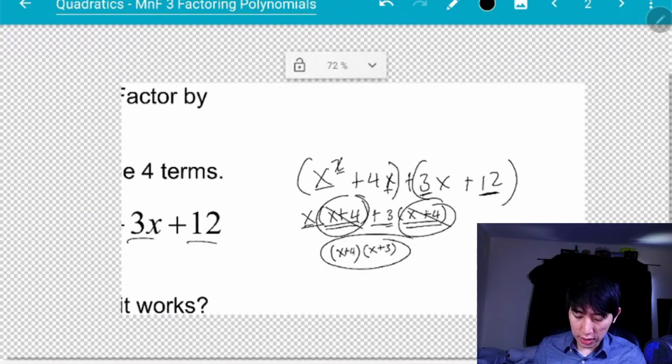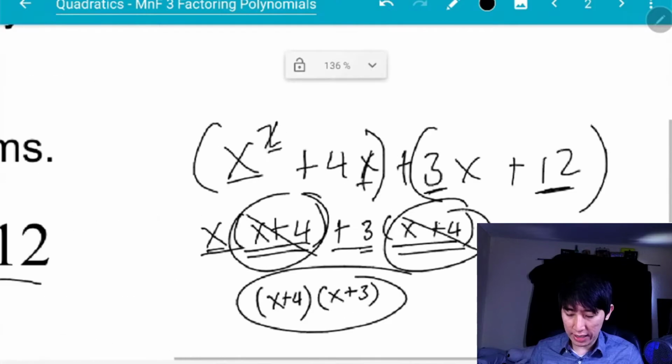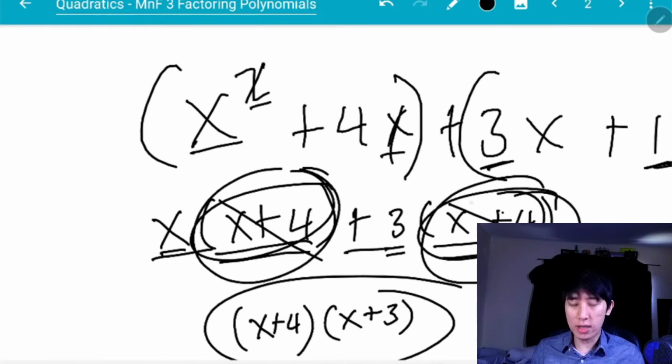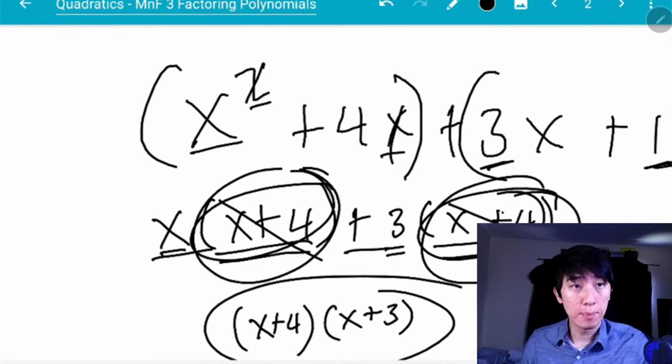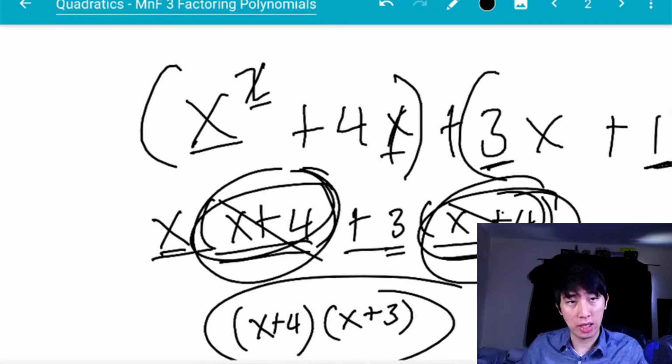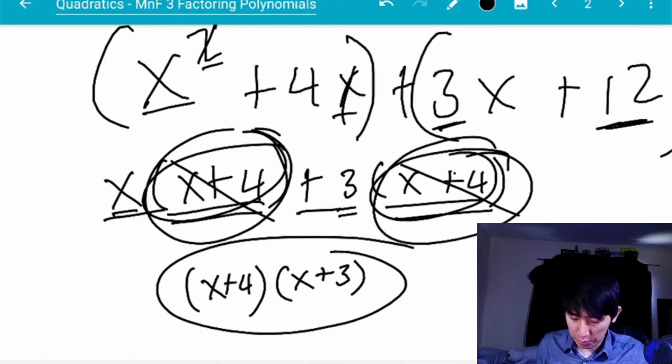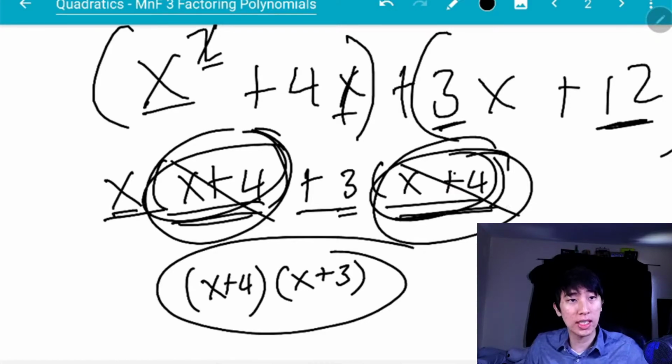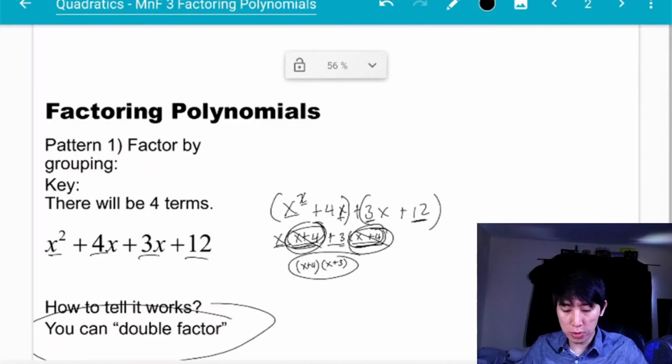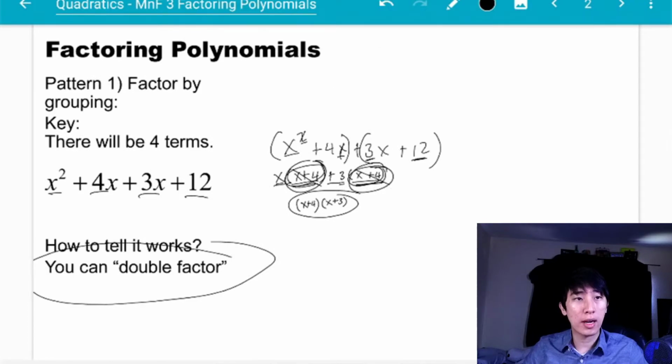Now, when I said earlier, how can you tell it works? You can double factor. If these 2 here are not the same, that means there's just no way to factor. We're just stuck there. But the fact that we can double factor it, that they both match up, that the x plus 4 here matches up with the x plus 4 here, and we can take it out, that is how we know we're allowed to use factor by grouping. So again, super quick rundown. When we're factoring by our first pattern, we're looking for grouping. The way we can tell is we look for 4 terms.